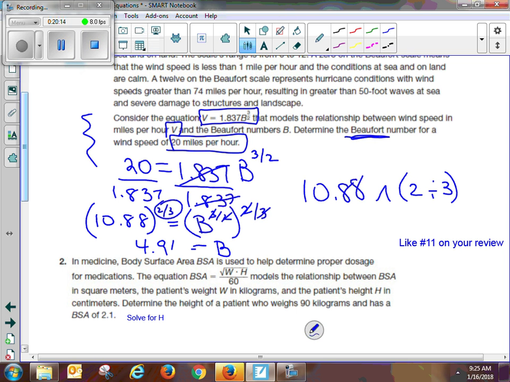If you had to do it step by step, for whatever reason, you could cube root it first, that's the 3 down below, and then square it. Or you could square it and then cube root it. Question. Okay, let's do more.